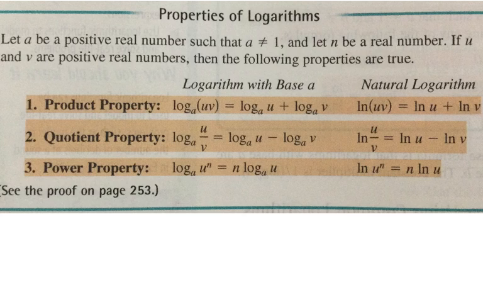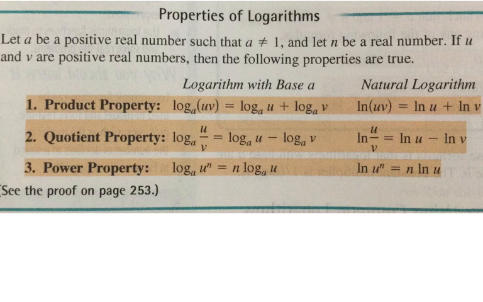So the product property, the quotient property, and the power property, I've already had you practicing. Anytime I have an exponent in my argument, I can rewrite it as multiplication out front. Right, product property, so this one should look familiar. These two will be our two new ones.